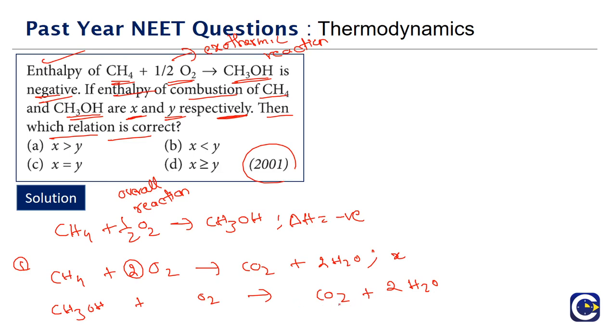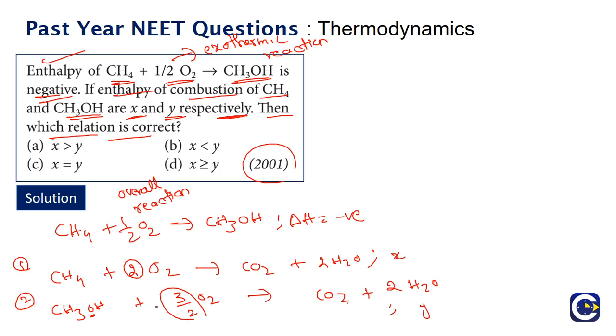Here on the product side we have 4 oxygen atoms plus 2. Here we already have 1 oxygen atom in the methanol. Means we will be requiring only how much? 3 more oxygen atoms here. That's why we will put a factor 3/2. This is our equation 2, and for this what is the enthalpy change? Y.